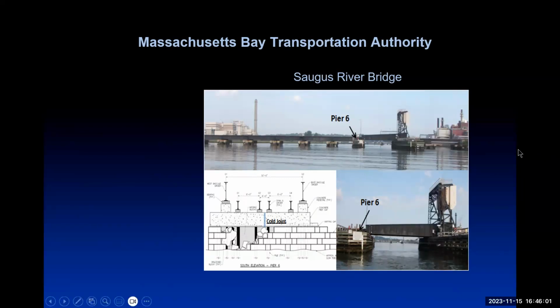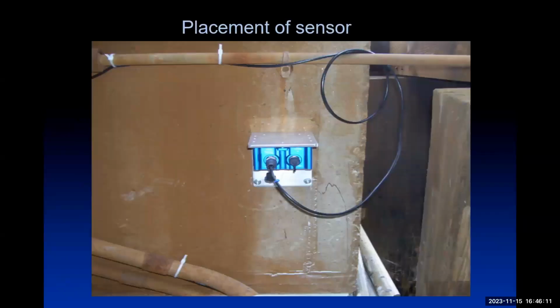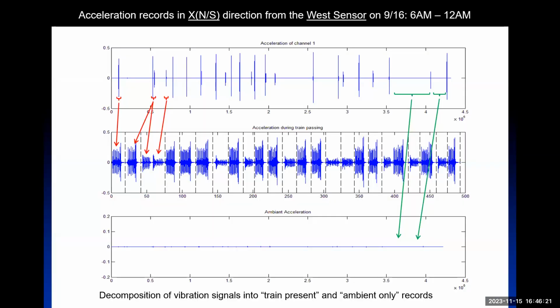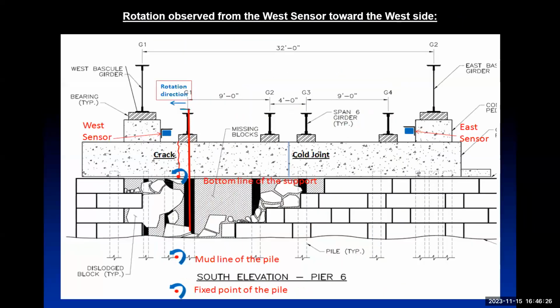In this particular case, we had the Saugus Bridge in Boston. We could use damping as a measure of energy dissipation, and we identified what the response of this bridge was. Why? Because they had a problem with it. And if I just move on to an assessment, the bridge was known to be failing underneath. Did that make a difference?